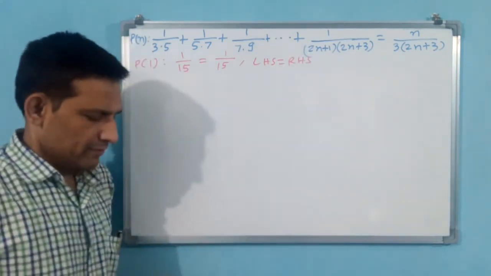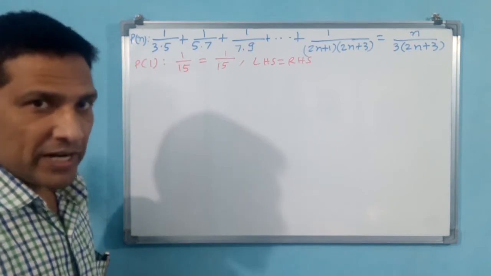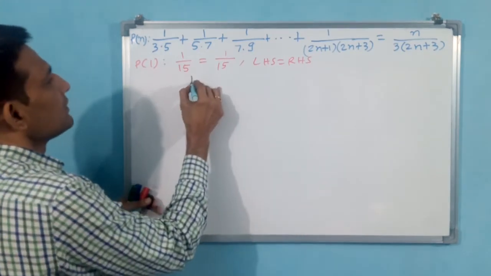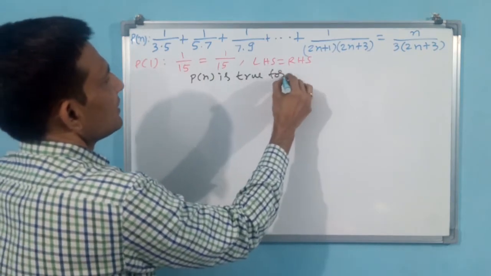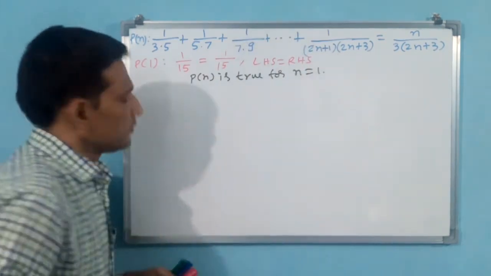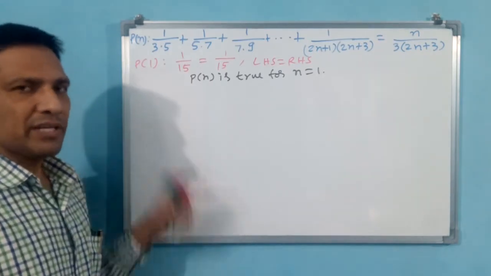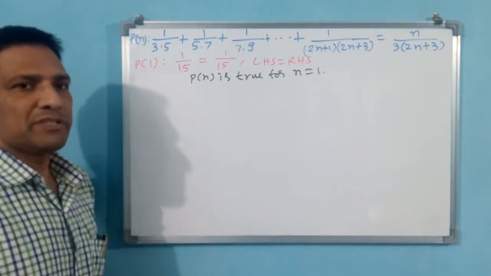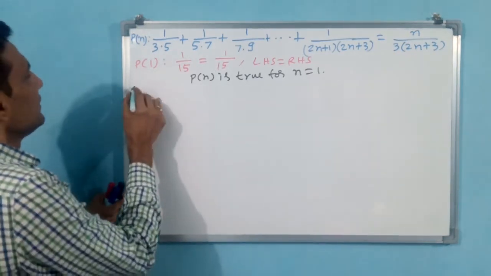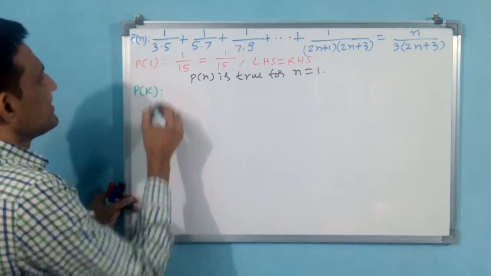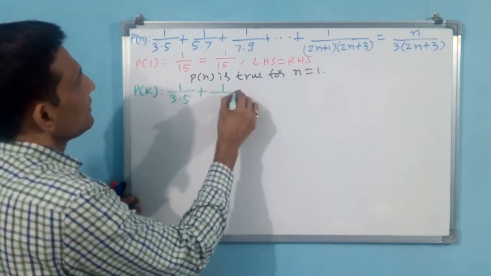Now what I have to write? I have to write Pn is true for n is equal to 1. Write down: P of n is true for n is equal to 1. Three steps are over: n belongs to N, Pn, P1. Now the fourth step is Pk. Write down the Pk, P of k. Repeat n but replacing with k.